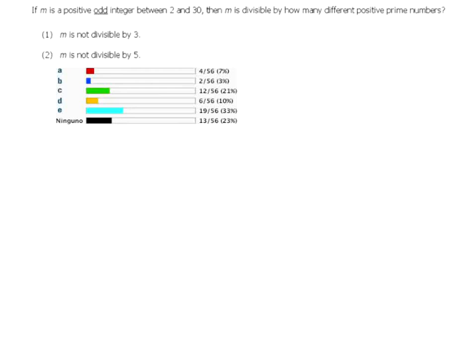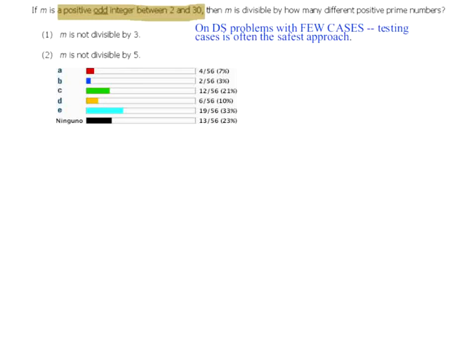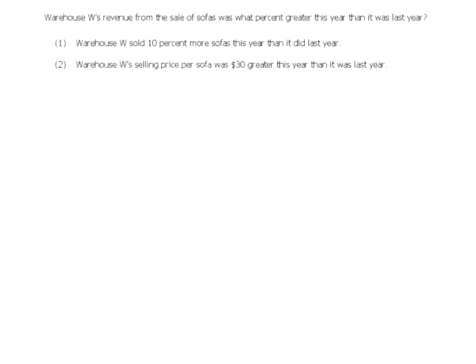And the thing that you should notice about this problem is that there are not very many cases here. There's only 14 odd integers between 2 and 30. So, if you have a data sufficiency problem with few cases, generally testing cases is often the safest approach. Because the thing with testing cases is that there's no weird subtleties to it. There's nothing that can trip you up, and there are no little exceptions to rules, because there's not really rules. There's just, okay, I'm going to throw this stuff in there and see what falls out. So you just have to do it and see if it happens.